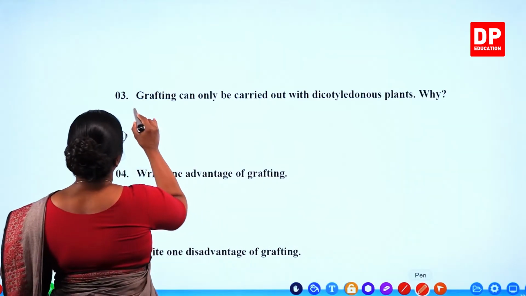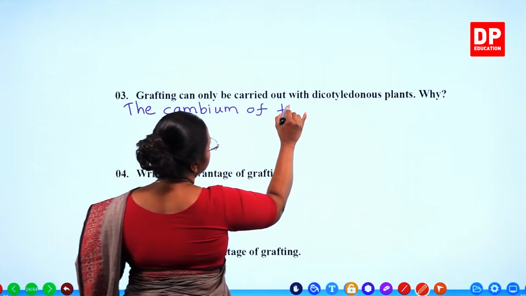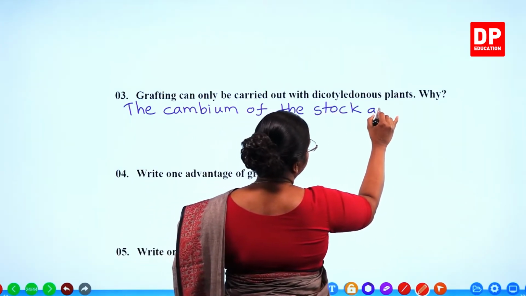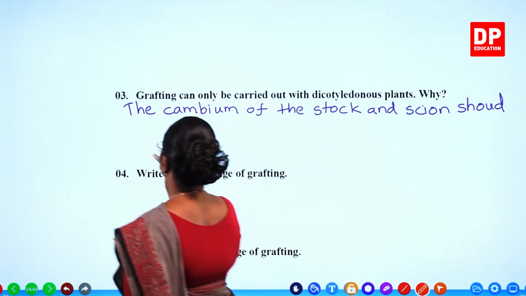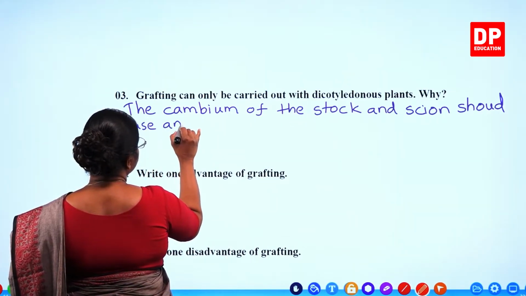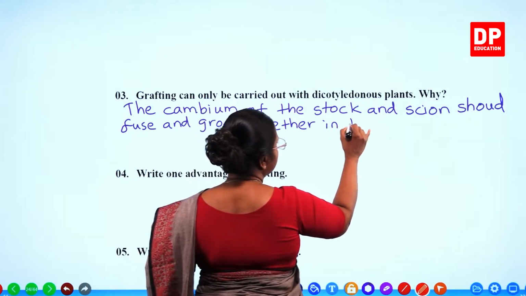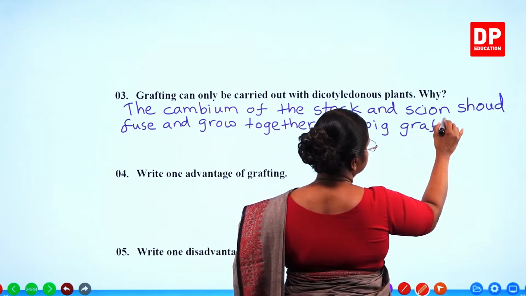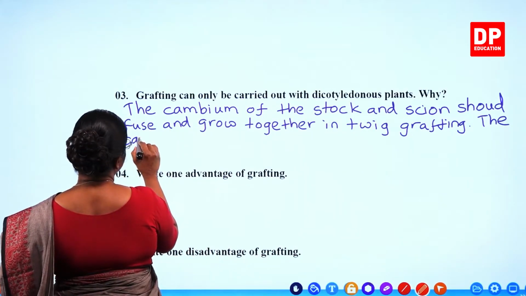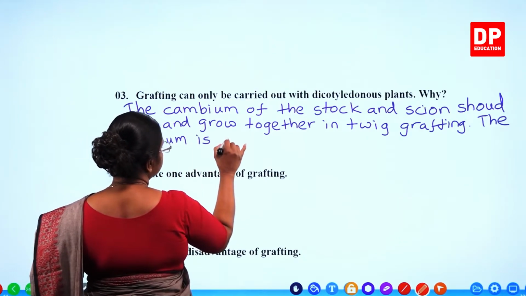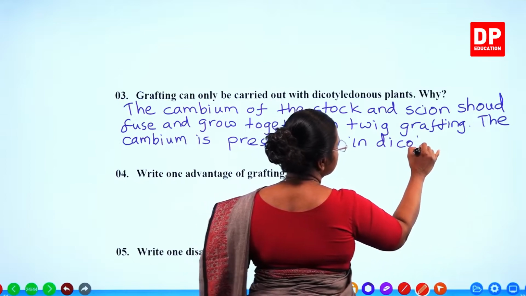So here we can say the cambium of the stock and scion should fuse and grow together in twig grafting. The cambium is present only in dicot plants.